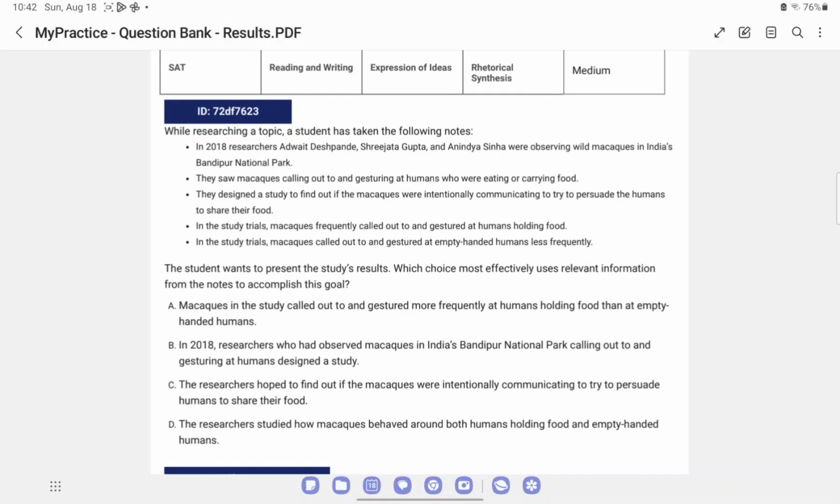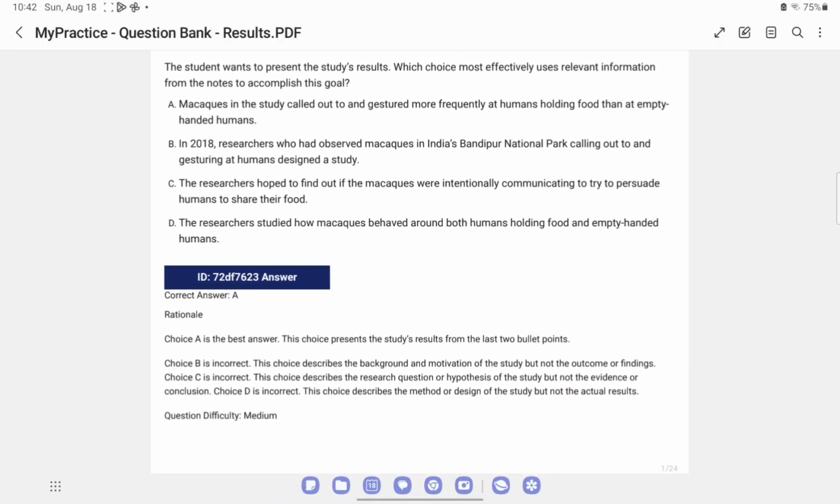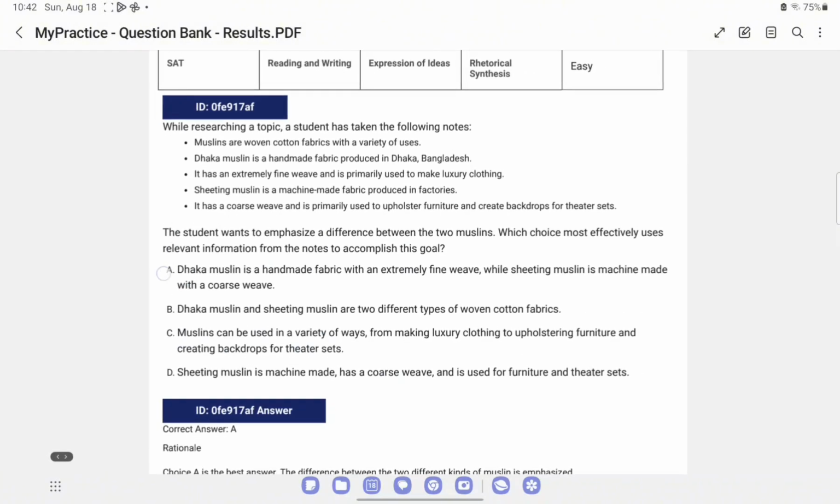So I think it's A, because A is actually talking about what happened in the study, which is that the macaques called out to and gestured more frequently at humans holding food. So yeah, I think it's A. And that's correct, yeah. A. Okay, next question.